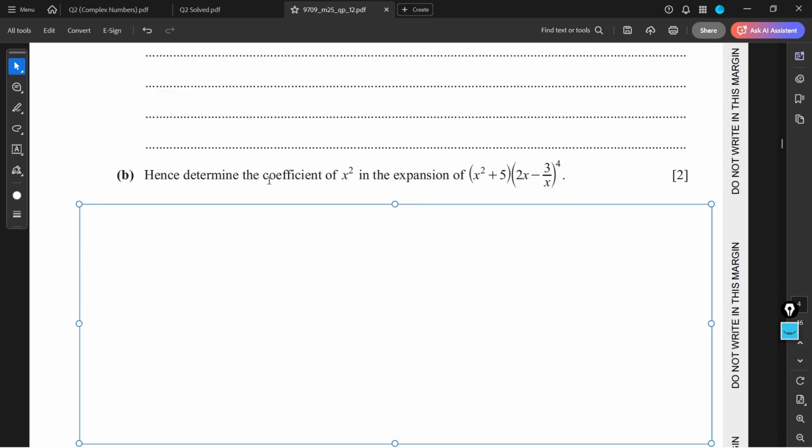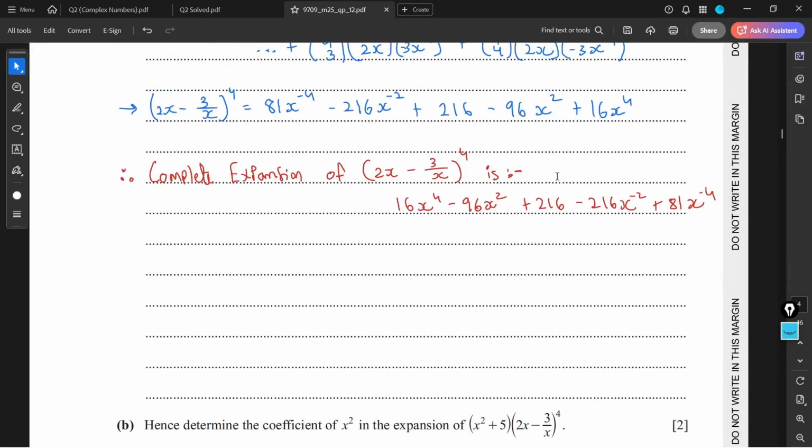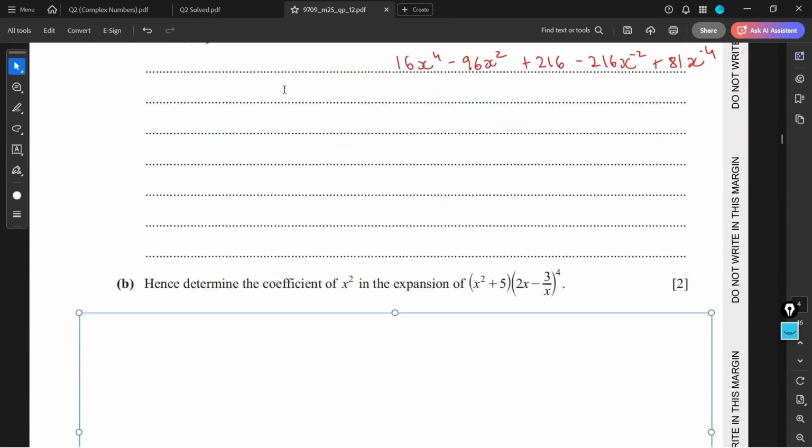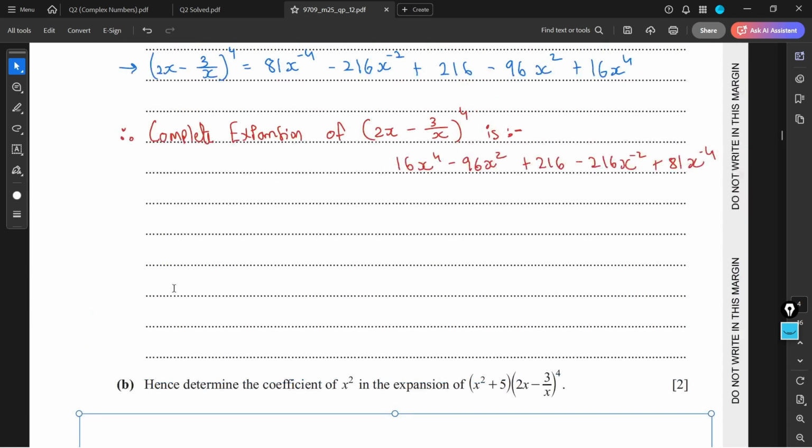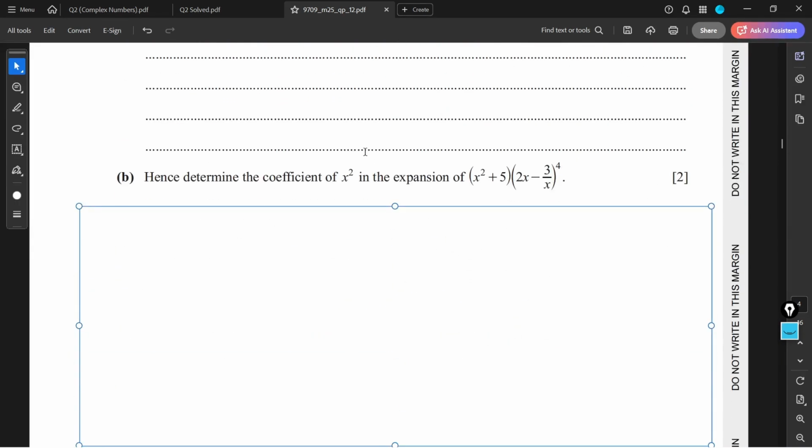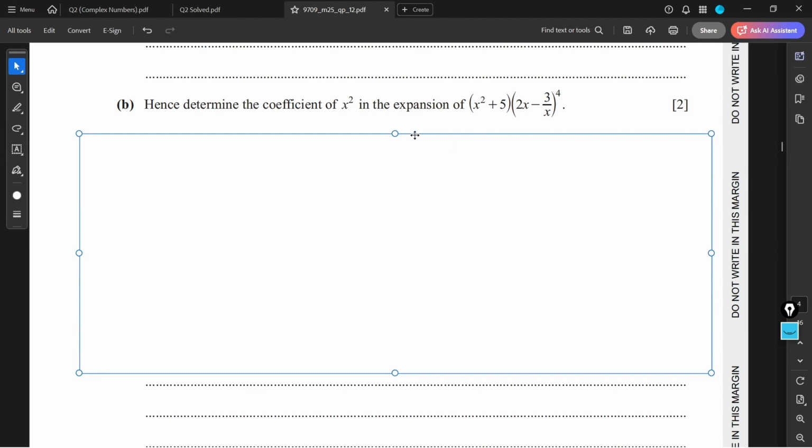They are asking us to determine the coefficient of x square in the expansion of (x square plus 5), that's the first bracket. And the second bracket is the same thing that we have expanded in the previous part. And now because they have used the word hence, it basically means that we'll need to use the answer from the previous part so that we can get some help to complete this. So what's the idea over here? How are you going to solve this?